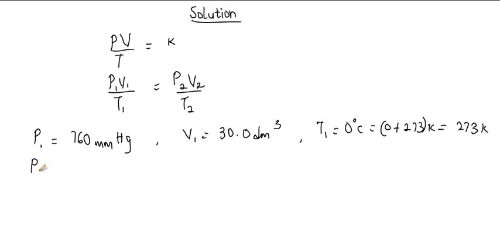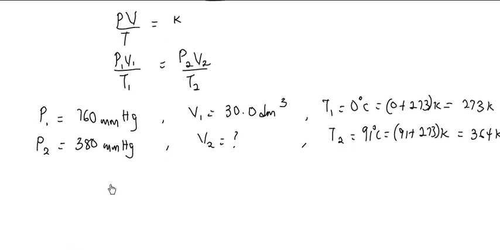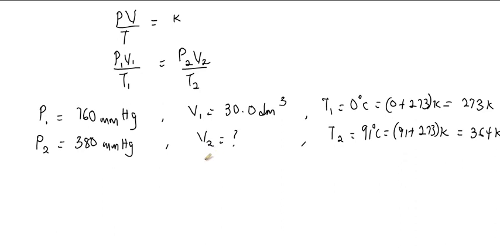So for the final pressure now, P2 is given to be 380 mmHg. V2 remains unknown, while the final temperature is given to be 91 degrees Celsius. To convert that, we have 91 plus 273, in the unit Kelvin, which is equal to 364 Kelvin. Let's proceed. Now we've written out the values given from the question, and the final volume remains unknown.